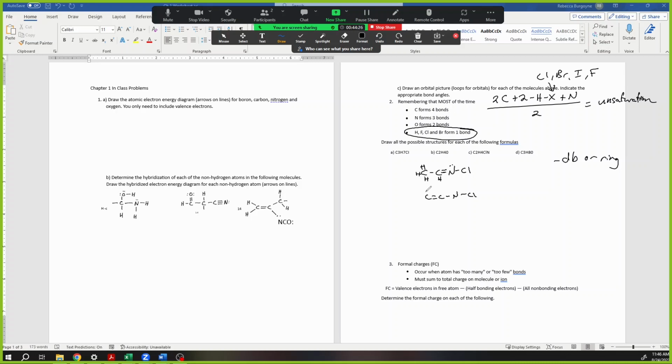Okay, so how many on that first one? Okay, and on the second one, how many bonds does it already have? Okay, and where do we put the last hydrogen? Good. And he's got his lone pair. Okay, so that's a possible way. What else can you think of?